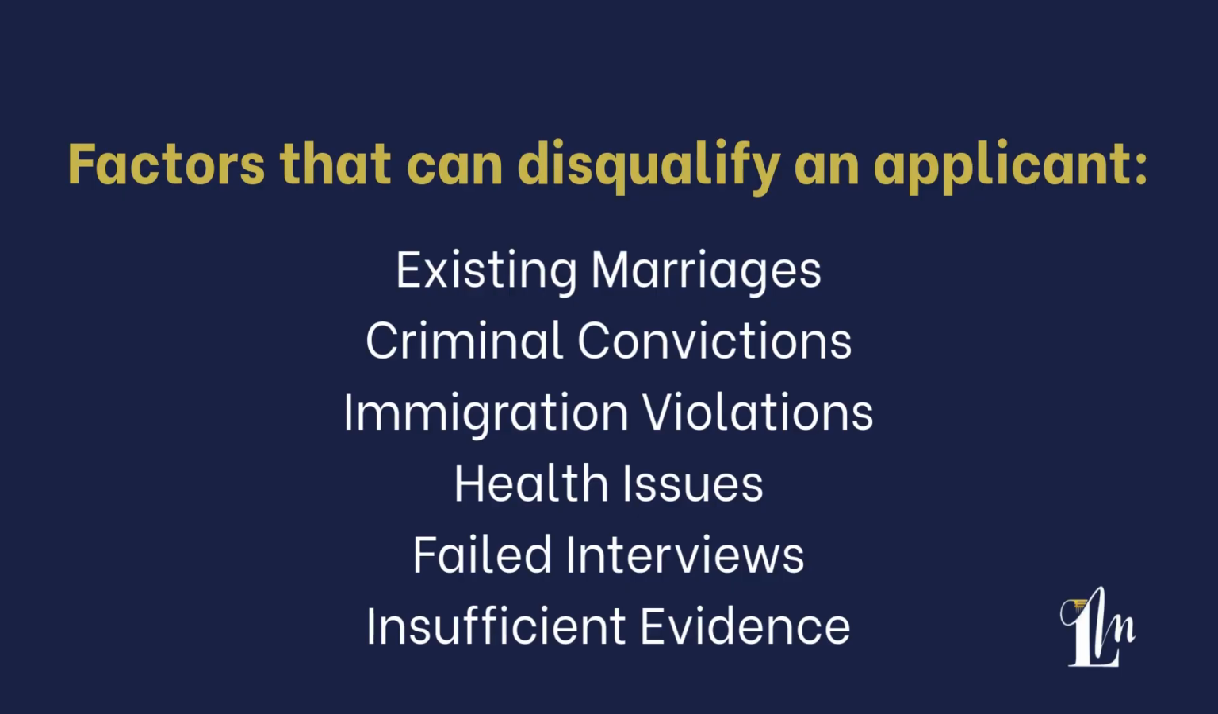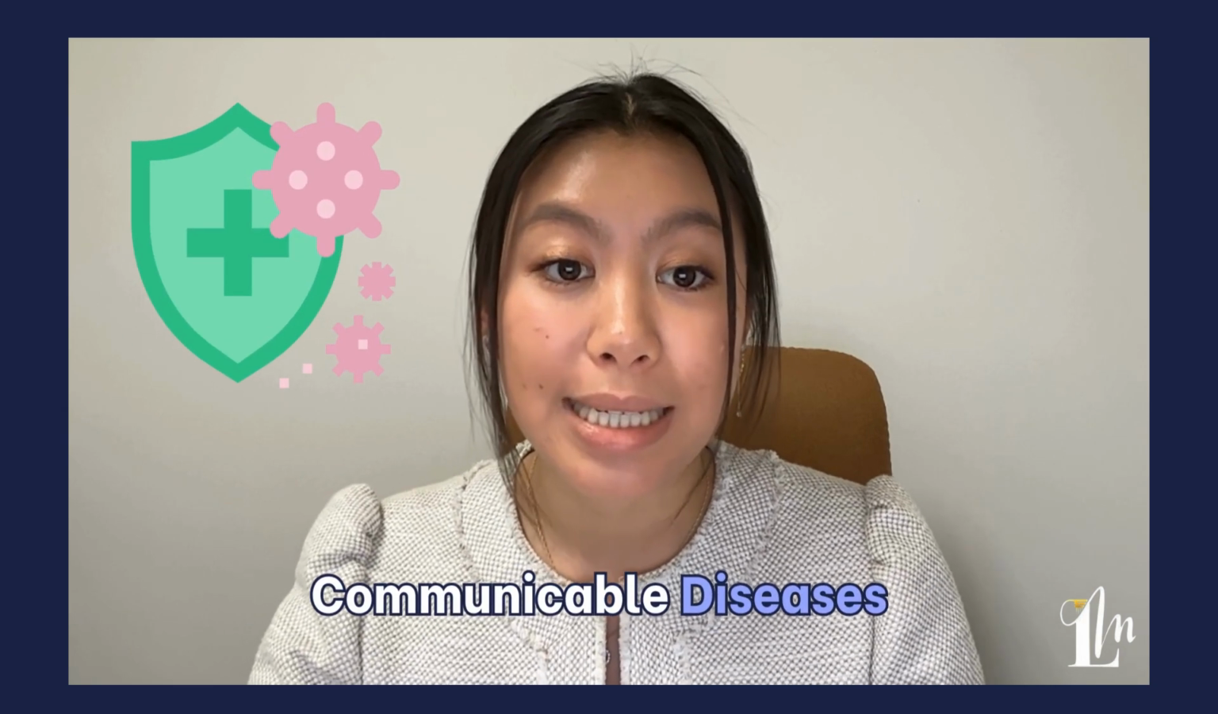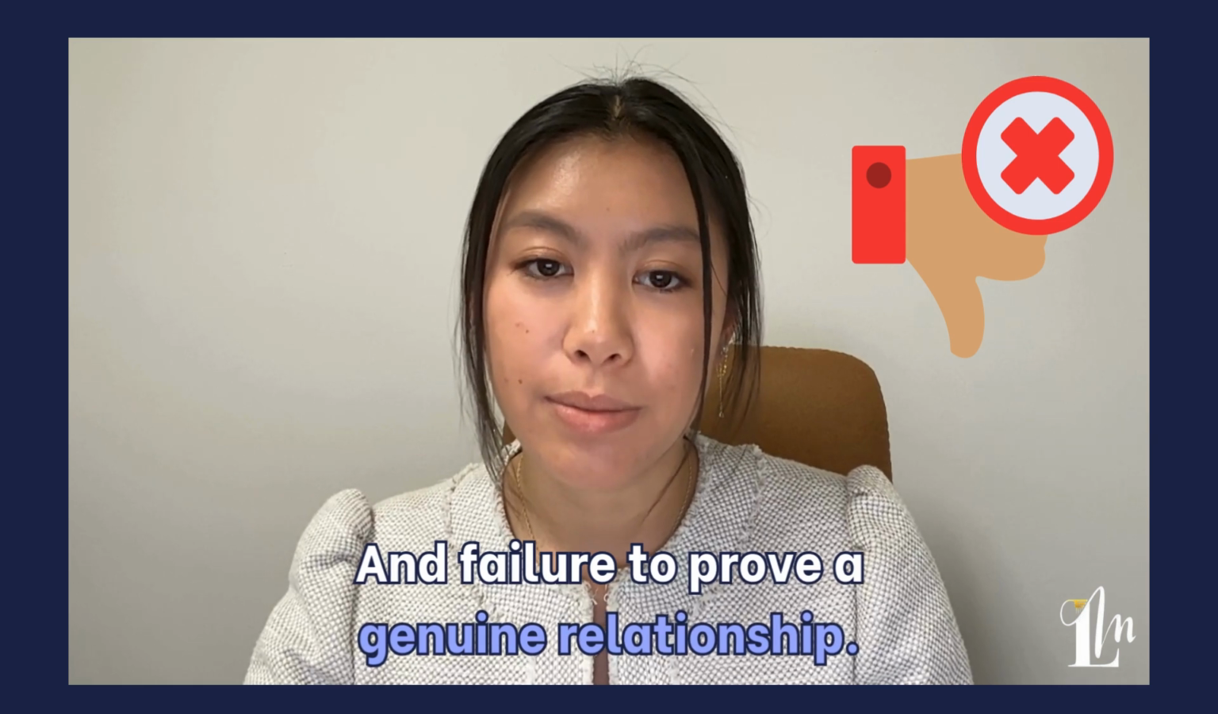However, there are also a number of factors that can disqualify an applicant. Certain factors can render an applicant ineligible for a K-1 visa, including if either party is currently married, certain criminal histories, previous violations of U.S. immigration laws, certain communicable diseases, inability to pass the visa interview, and failure to prove a genuine relationship.